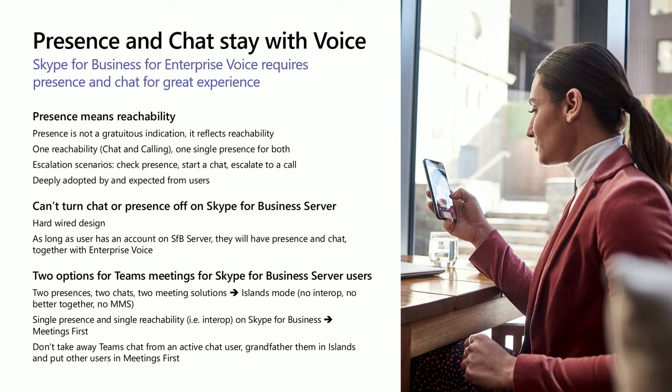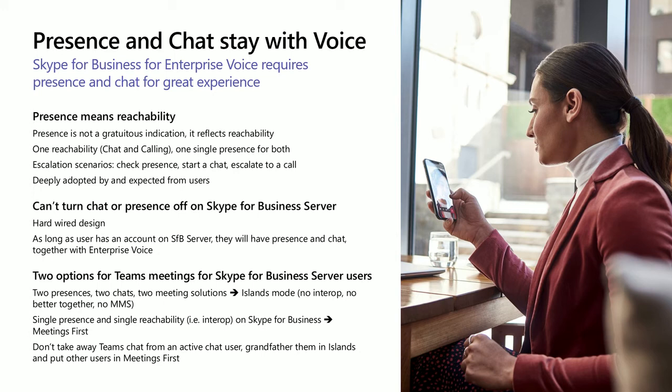This one's the fun one. Presence and chat stay with voice in Skype for Business, right? A lot of folks ask me, well, why can't I just have presence in Teams? Well, because presence is more than just a little jelly bean that indicates a color of your particular client. It indicates reachability, right? Presence isn't just this gratuitous indicator. It's, hey, I am reachable, right? Now, of course, that's debatable because, like, I think red is the new green now because my presence is busy and people ping me anyway.